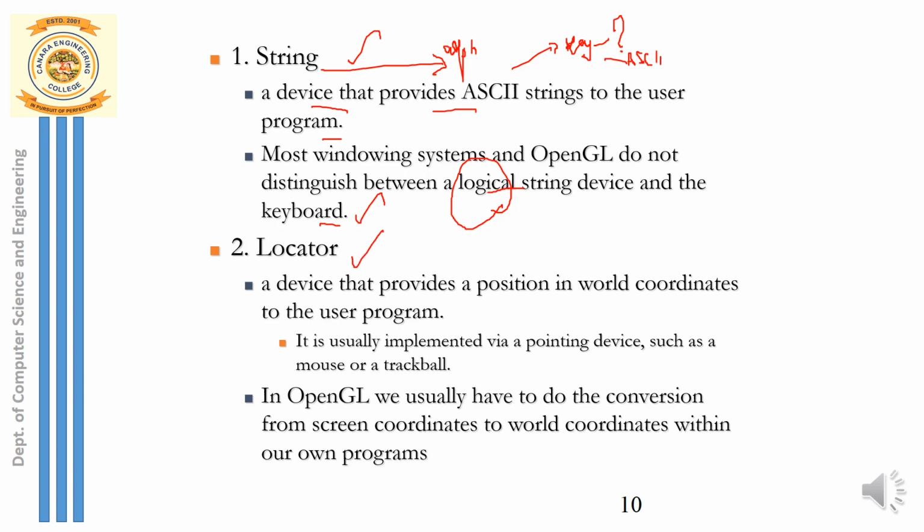And next one we have a locator. So when I say locator, it is the one which always locates the position, right? So it is actually a device that provides a position in world coordinates to the program. So you must be knowing what is world coordinate. So what is the meaning of world coordinate? It is nothing but our entire world itself is represented as world coordinate.